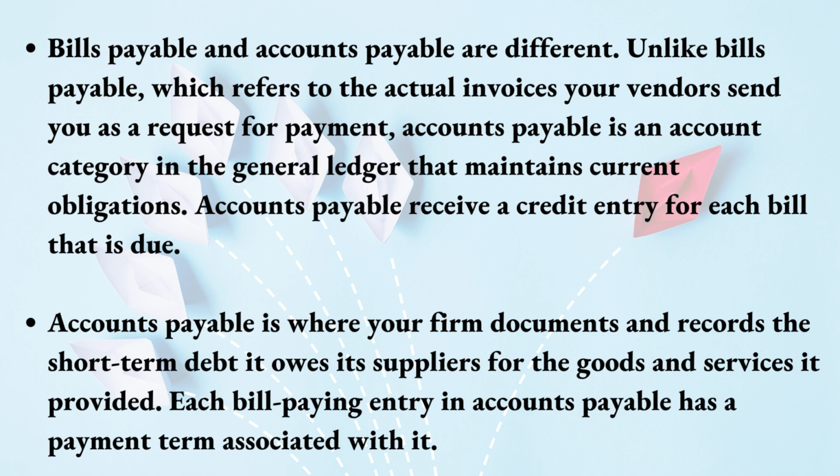Bills payable are recorded as a credit entry in the accounts payable account. The short-term debt that your company owes its vendors for the items and services they have given is recorded under accounts payable. A payment term is connected to each bill paying entry in accounts payable. An invoice from a vendor can include, for instance, that payment is due within 30 days after the invoice date.